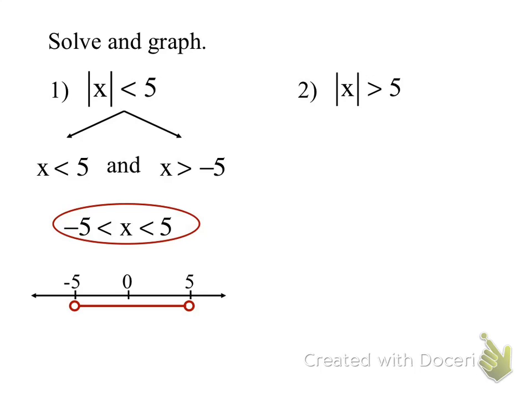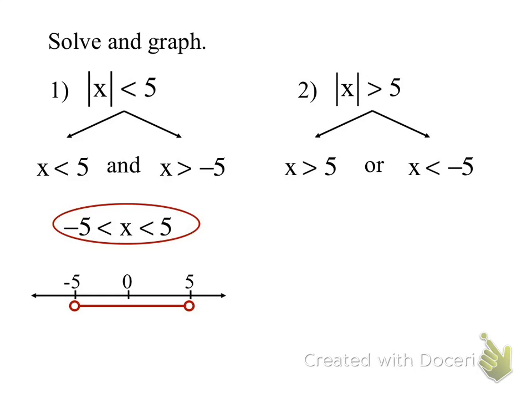Number 2. Okay, so how am I going to split this one? What's it going to look like? How about Michael? It's going to be an or statement. It'll be x is greater than 5 or x is less than negative 5. Perfect. He flipped the inequality sign and he switched the value to the negative absolute value.